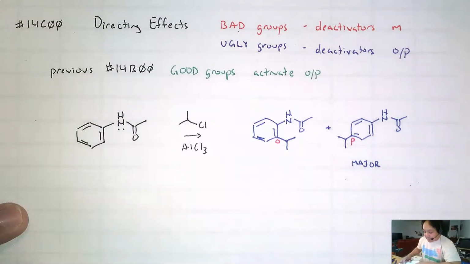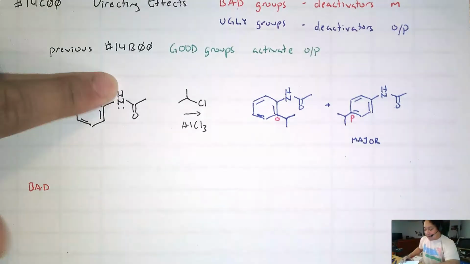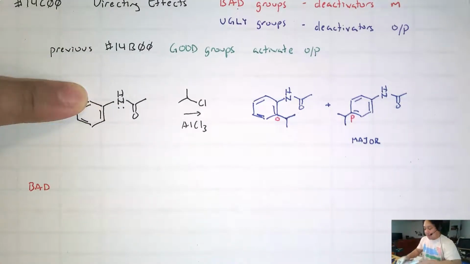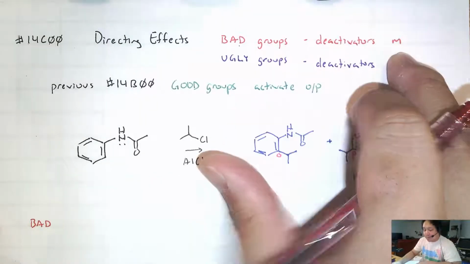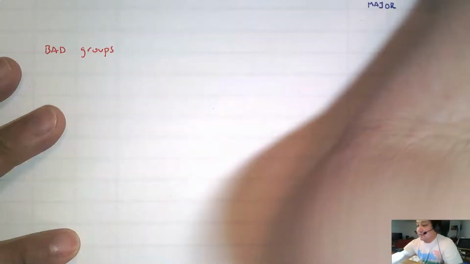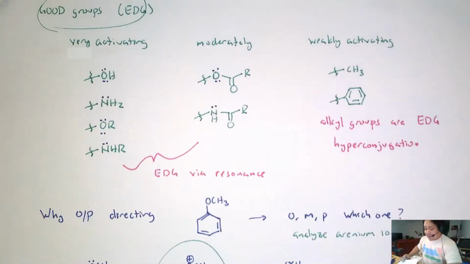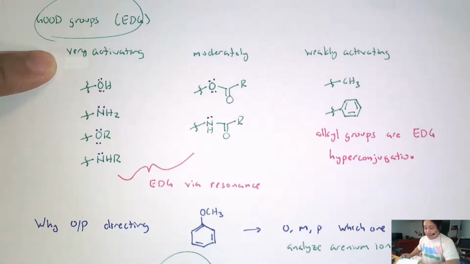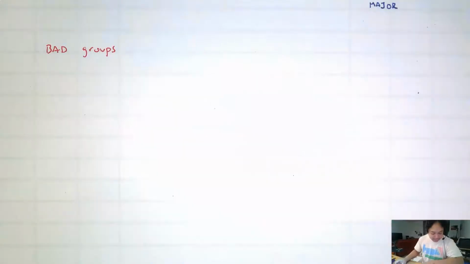Let's make a list of the bad groups now, and see how it is different than what we saw up here, where we made the ortho and para. If your ring has a bad group on it, you're going to put the incoming electrophile in the meta position. Just as a reminder, we are making an analogous list like we did in the last video. And yes, we are going to put very deactivating and moderately deactivating.